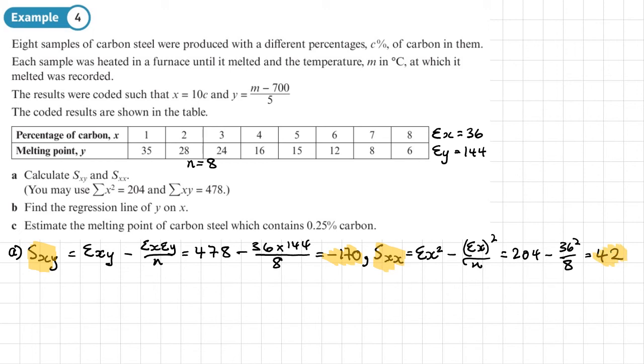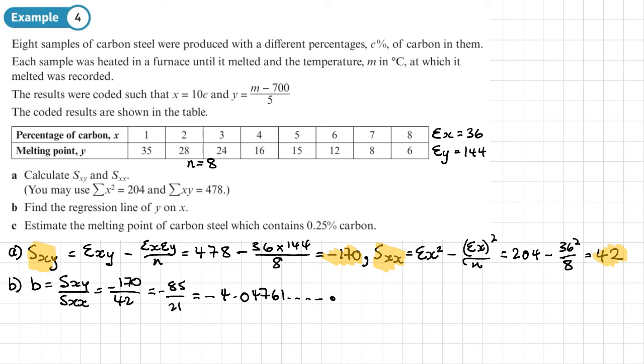Part B, it says find a regression line of Y on X. So remember we start by finding B. B is SXY over SXX. So that's going to be negative 170 over 42. Now that actually becomes negative 85 over 21. Now as a decimal, that's going to be negative 4.04761.